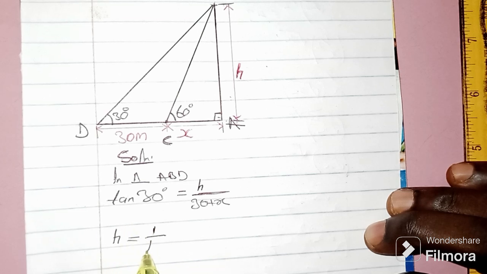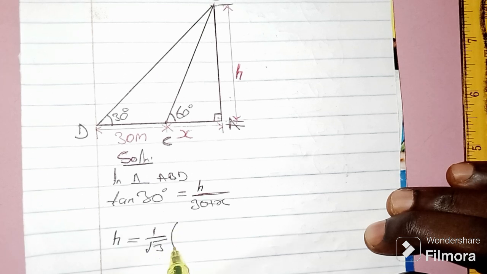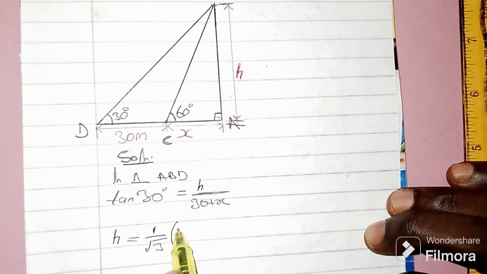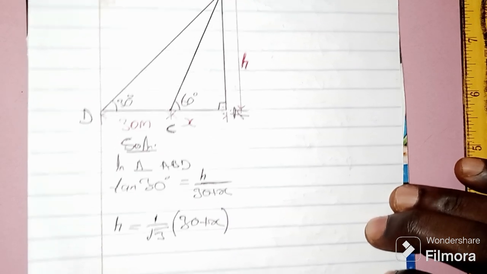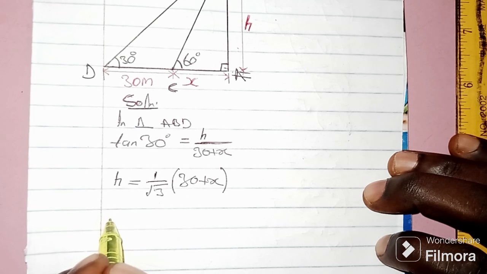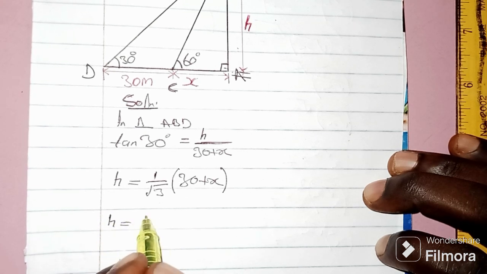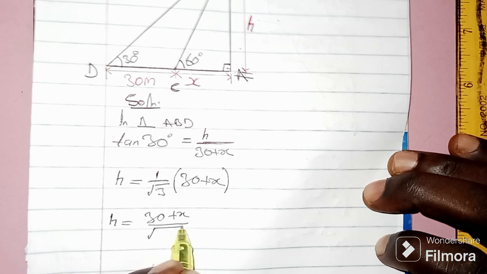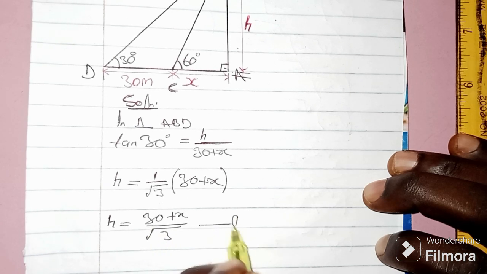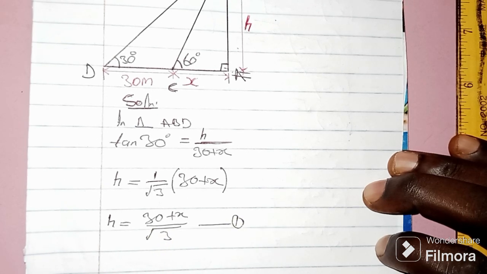1 over root 3 into 30 plus x. So when we move a little bit further, our h is now going to be 30 plus x divided by root 3. And let me call this our equation 1.